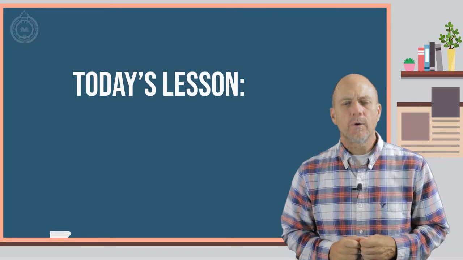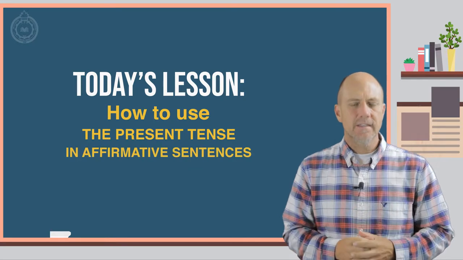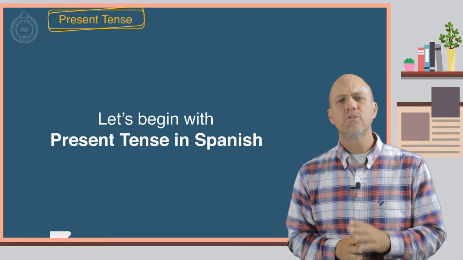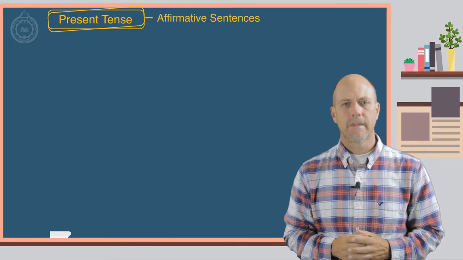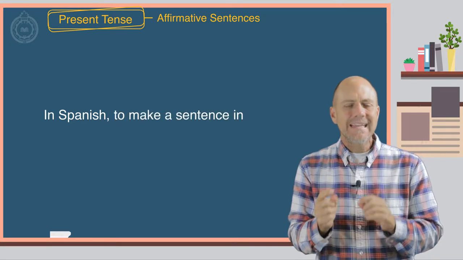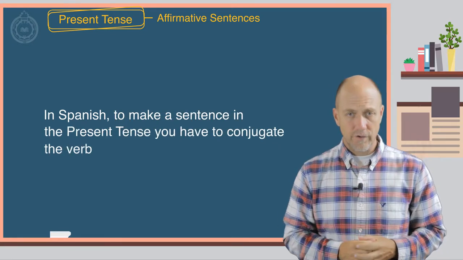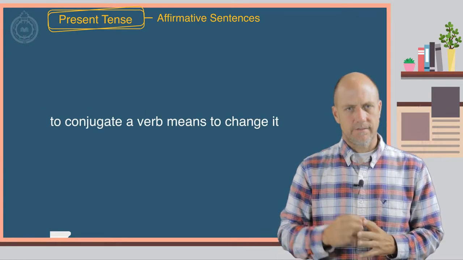Today, you are going to learn how to use the present tense in affirmative sentences in English. Let's begin with what you already know, the present tense in Spanish. In Spanish, to make a sentence in the present tense, you have to conjugate the verb. To conjugate a verb means to change it.